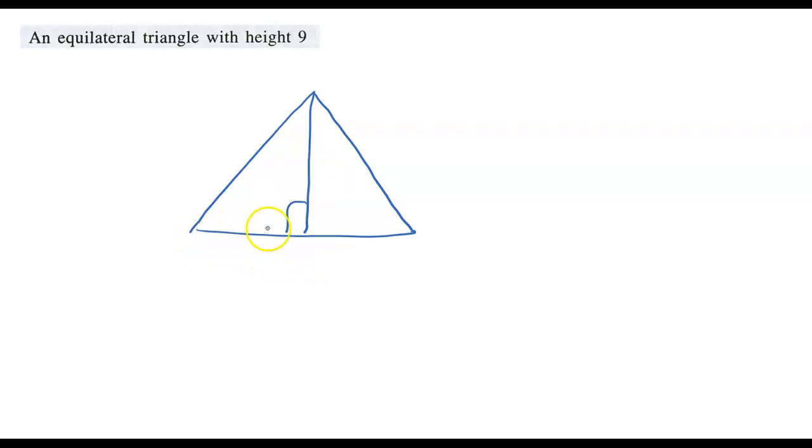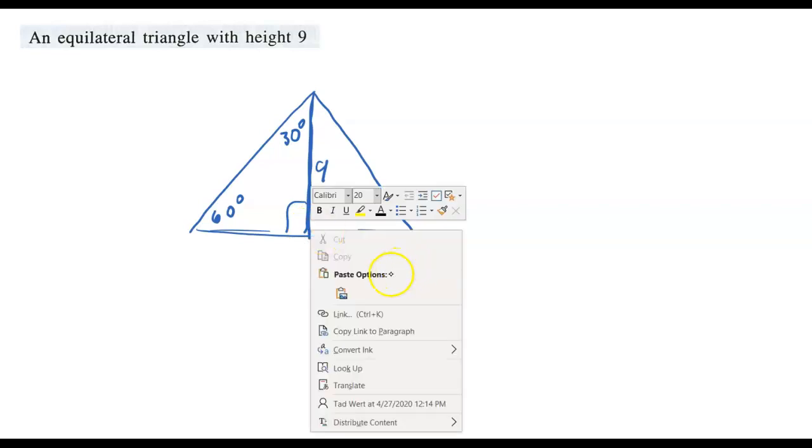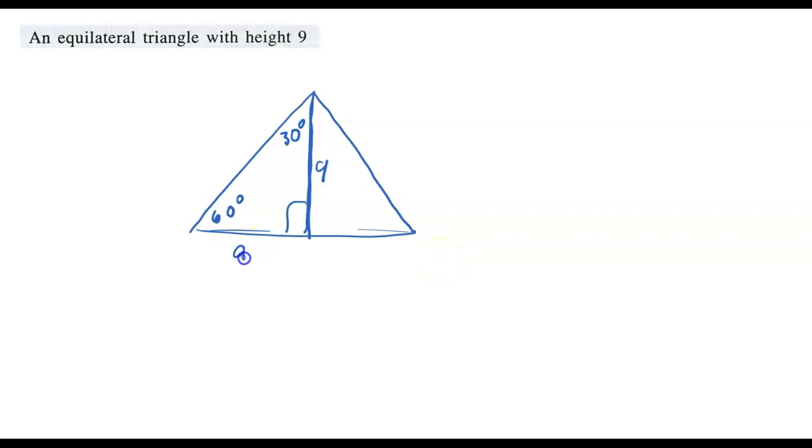All right, let's try this one. Let's say we have an equilateral triangle with height 9. So now we know the height, but we don't know how long the base is along here. Well, since it's equilateral, every angle is going to be 60, and this altitude, this height, is bisecting that angle, so it's 30. Hey, we've got our old friend, the 30, 60, 90 triangle. Now, this is the long leg of the right triangle because it's opposite 60. So this is going to be 9 divided by root 3, which is 9 root 3 over 3, which is 3 root 3. So that's how much half the base is, 3 root 3.